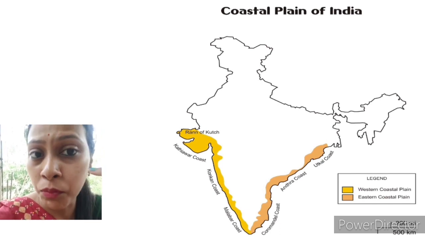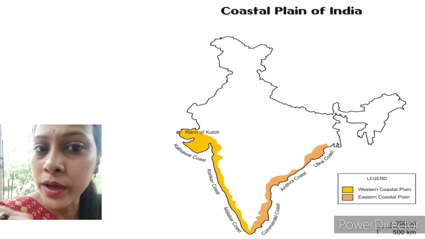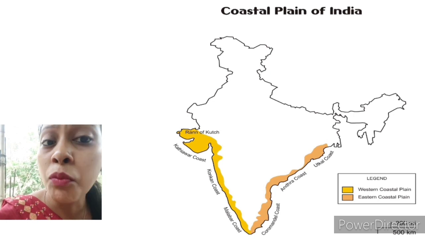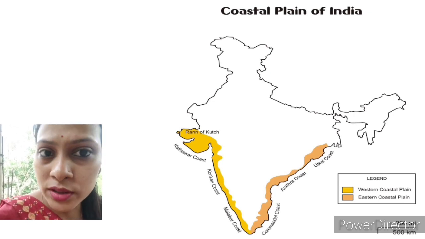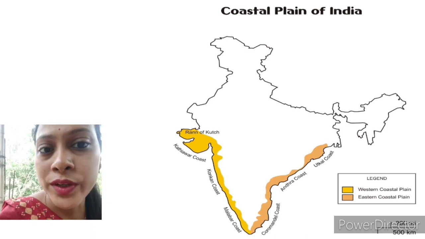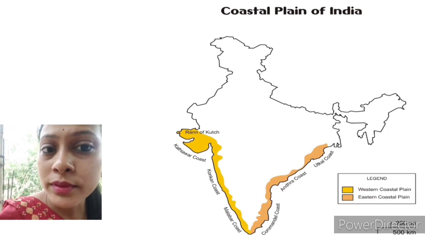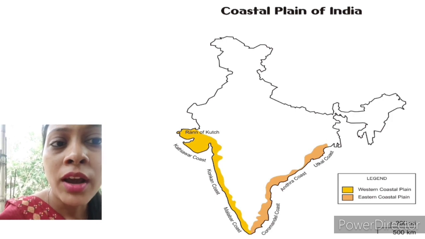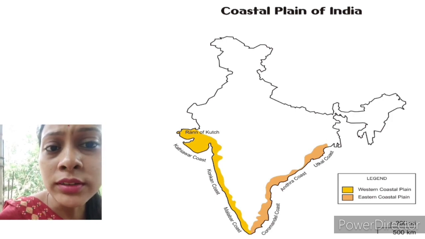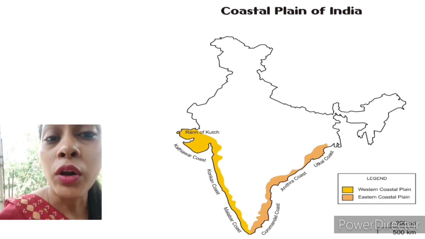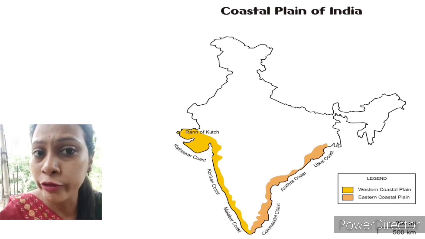I'm just repeating one more time. Kathiawar Coast is located in Gujarat, then Konkan Coast lies in Mumbai and Goa, then Kannar Coast is in Karnataka, and Malabar Coast is in Kerala. So these are the 4 divisions, but basically in your book 3 are given, that is Konkan, Kannar and Malabar, but you can add one more, that is Kathiawar Coast or Gujarat Coastal Plain. Okay, so this is all about the coastal plains of India.